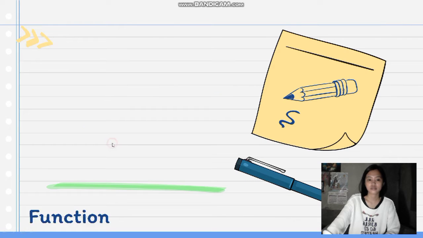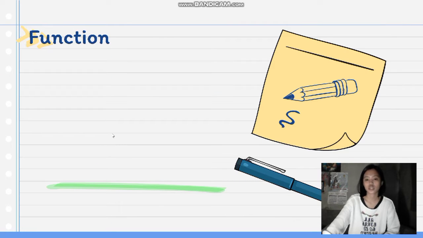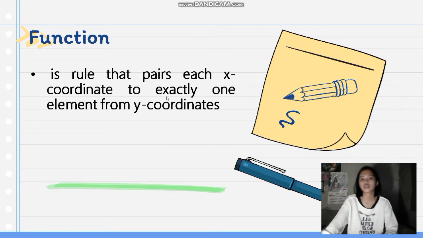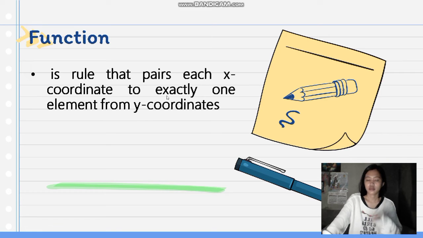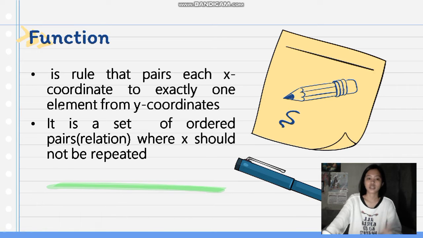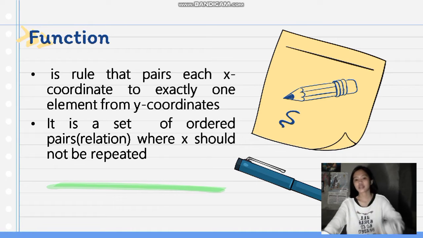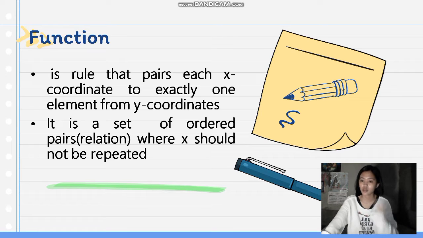Next tayo. Function. Ano bang function? It is a rule that pairs each x coordinate to exactly one element from y coordinates. Ang function daw, yung pinipair niya yung x coordinate to y coordinate sa isa lang dapat. It is a set of ordered pairs, relation pairs, where x should not be repeated. So, sa function, kailangan yung nasa x natin ay hindi magdoble. Kapag nagdoble siya, ay hindi na siya function.